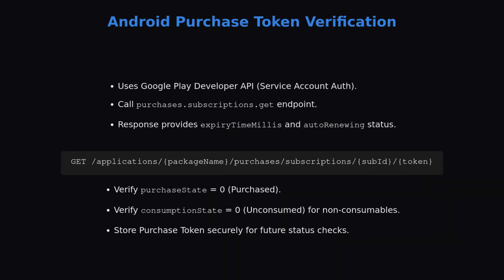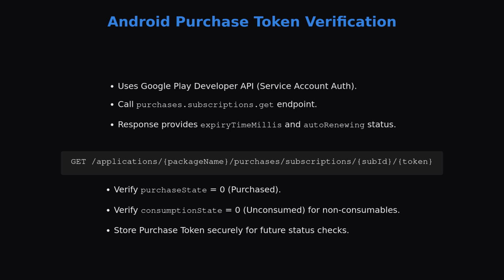Android purchase validation relies entirely on the Google Play Developer API. Your server uses the service account credentials to authorize all API calls. To verify a subscription, call the purchases.subscriptions.get endpoint. You must pass the application package name, the subscription identifier, and the unique purchase token. The API response provides the current subscription state, including the expiryTimeMillis timestamp and the auto-renewing status flag.